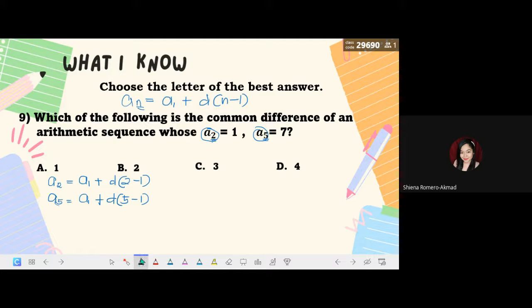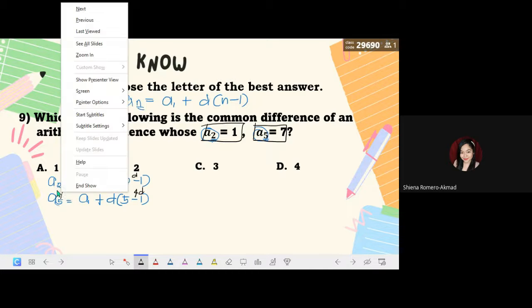Okay? So ito, 2 minus 1 is 1. 5 minus 1 is 4. Multiply natin kay d, so magiging 1d or d na lang. And this one magiging 4d. Okay? How about a sub 2? A sub 2, ang value niya talaga ay 1. So magiging 1 ito. Sa a sub 5, ang value niya ay 7. So magiging 7 ito. Okay?